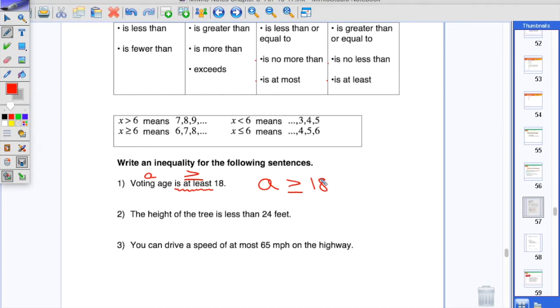The height of the tree is less than 24 feet. So we'll use H to represent the height of the tree. Here's your key word for the inequality, "is less than," so it's your less than symbol, and then 24 feet. H is less than 24 feet.